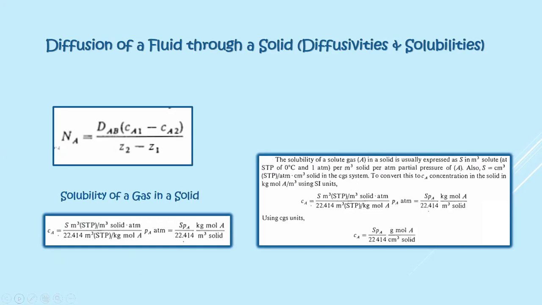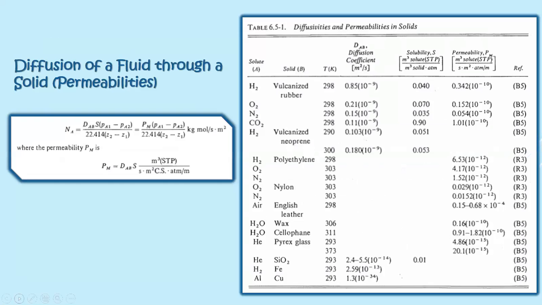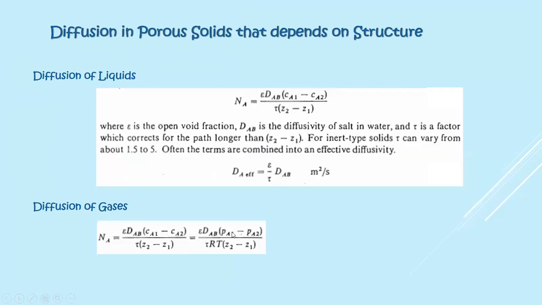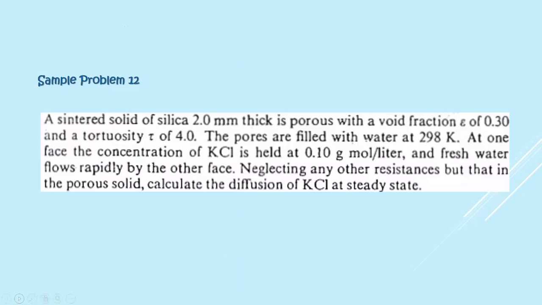So there's always a need to convert concentration in gases to its equivalent. In this case, that would be partial pressures divided by RT. That will convert the concentration in the original formula to values that are applicable for gases. So this will be the last sample problem here.